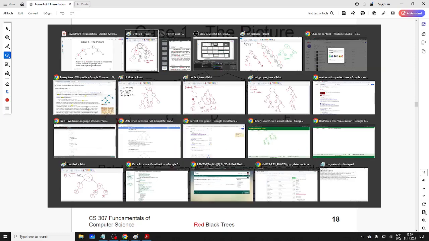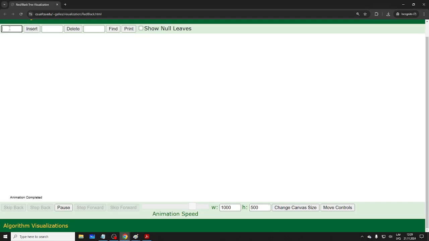This is going to be better on a red-black visualization. So let's do this here. Insert, let's do 10. Do you want to show the null leaves? No, we don't want to show them. Okay, so this is a red-black tree. Why? Because the root is black.